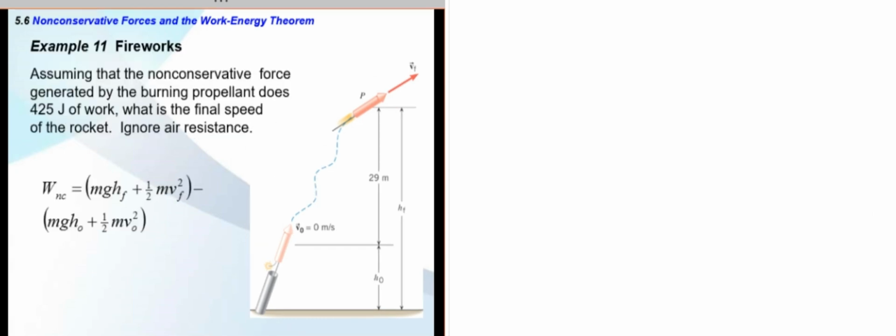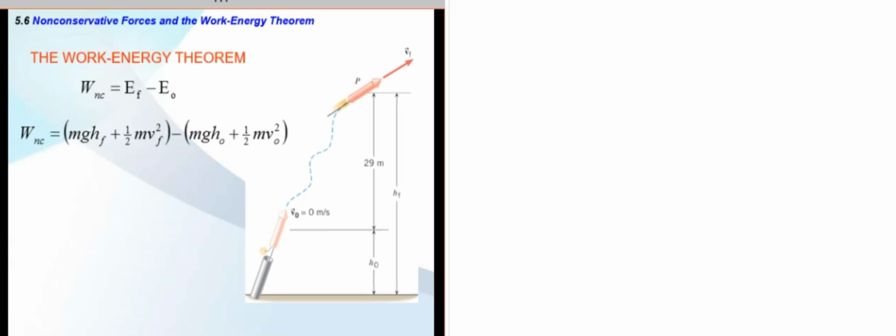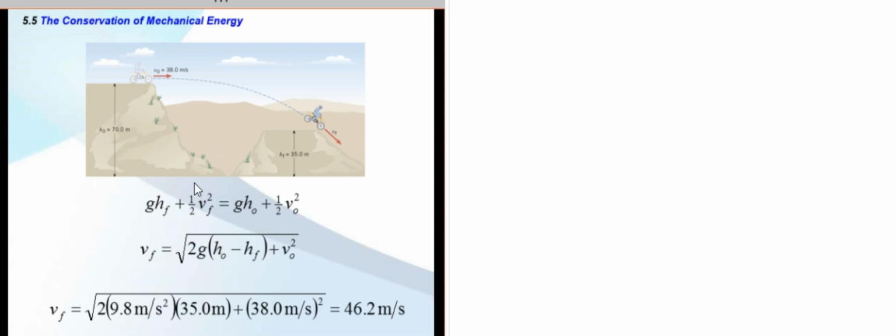So let us consider this problem. For example, the rocket. Assuming that the non-conservative force generated by the burning propellant does 425 joules of work, what is the final speed of the rocket? Ignore air resistance. So this is an example of non-conservative force. Earlier we discussed conservative force, which is why the mechanical energy is being conserved.